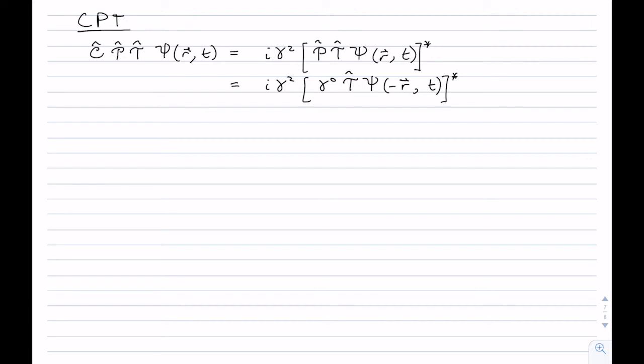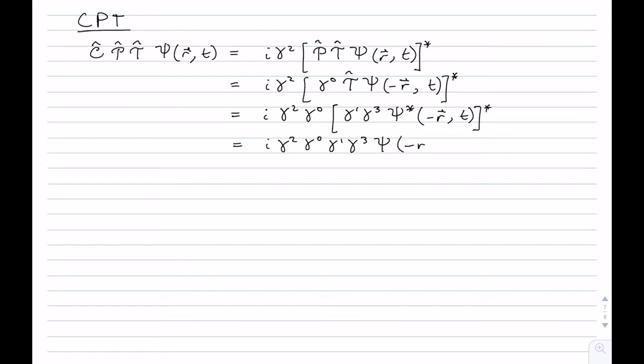And finally, gamma naught we can pull outside here because gamma naught star is just gamma naught. So I gamma 2 gamma naught. And then for the time reversal, that's gamma 1 gamma 3. And we'll get psi star of minus R, T. And that's equal to I gamma 2, gamma naught, gamma 1, gamma 3, and then psi star is equal to psi itself. So the two conjugations cancel. And we're back to this one.